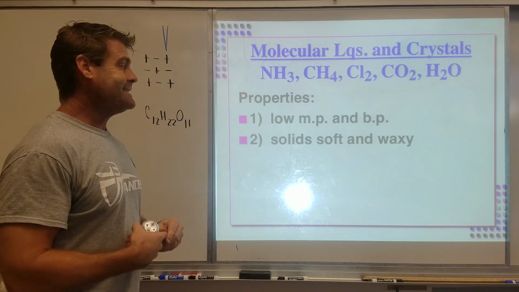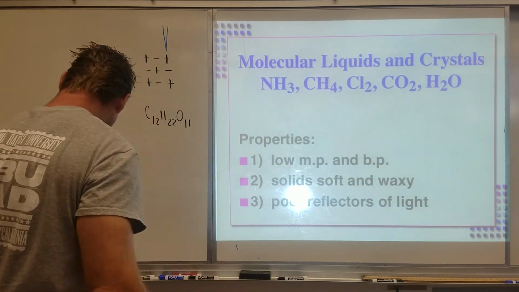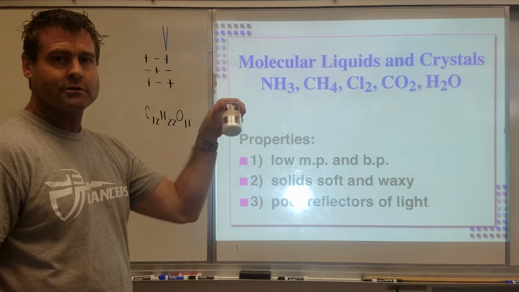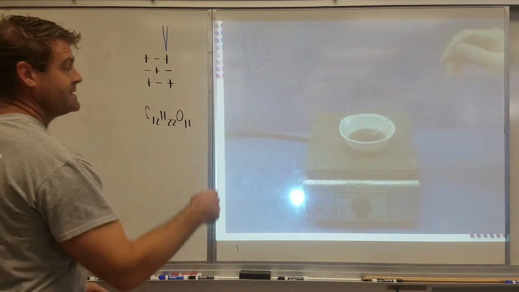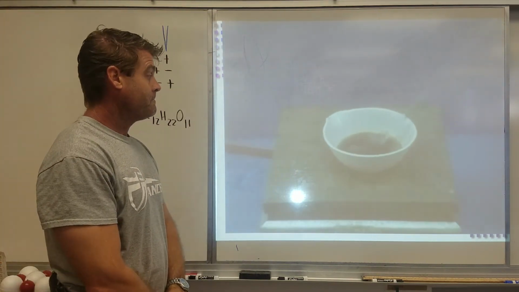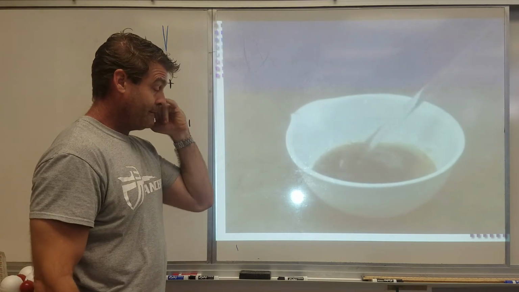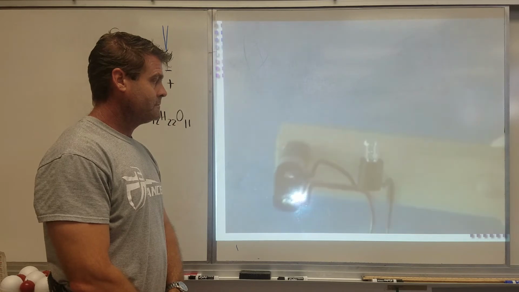Solids are soft and waxy. They're poor reflectors of light. So that was similar to ionic compounds as well. Here, we've got some sugar, and you can melt it. When wires connected to a light bulb and battery are placed into sugar melted on a hot plate, the bulb does not light. Molten sugar does not conduct electricity.